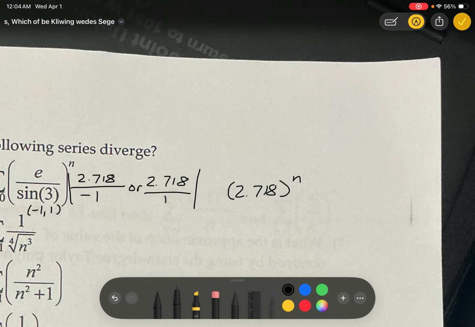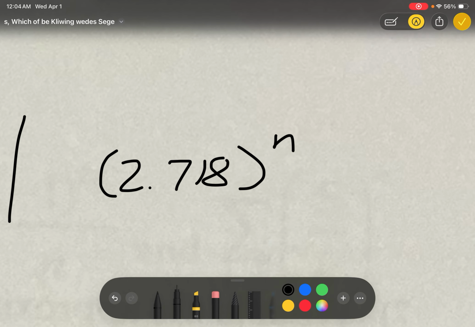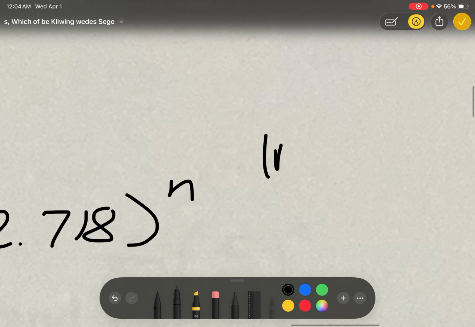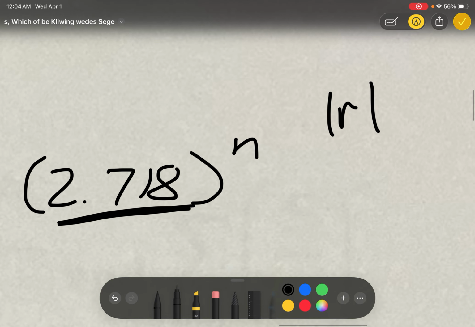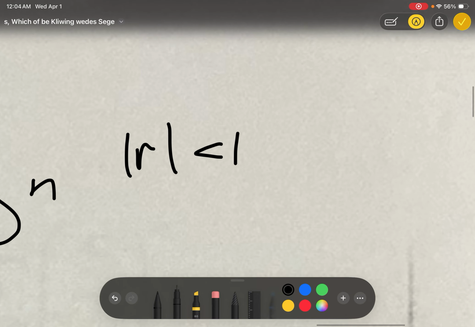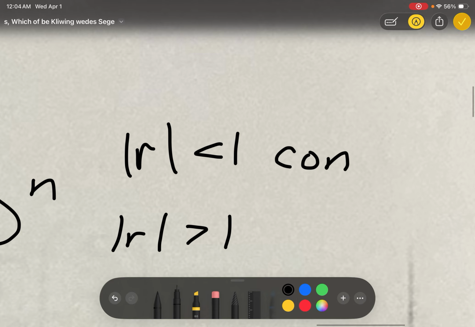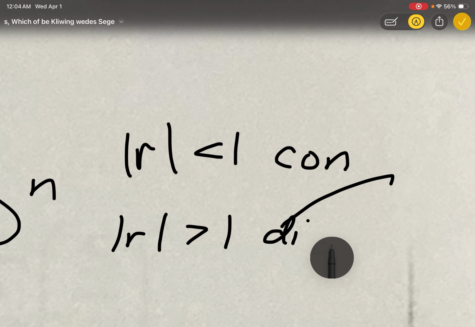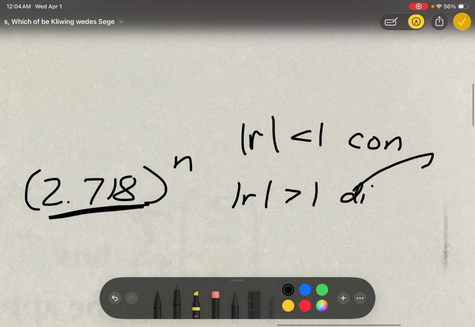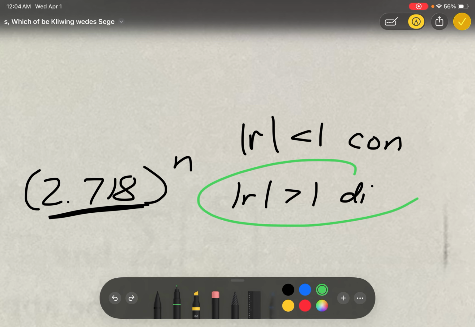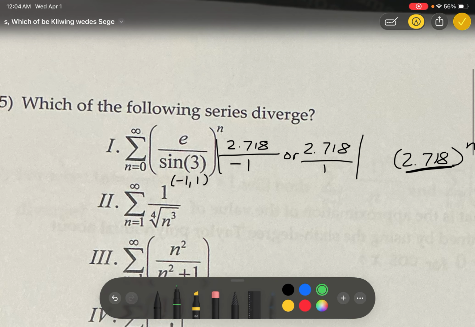But we're not quite done yet because we're checking for convergence or divergence. When your r, or your 2.718 here, is less than 1, it converges. If your r is greater than 1, it diverges. So is our r less or greater than 1? It is greater than 1, so it diverges. Let's label that D here. Well, let's circle that as one of our options.